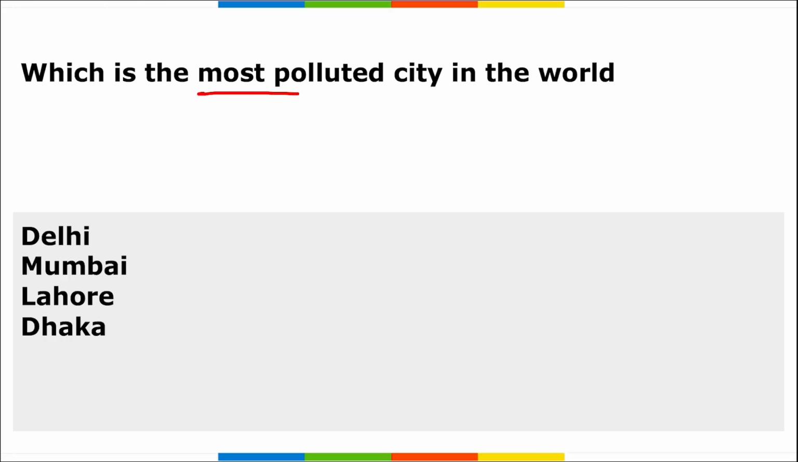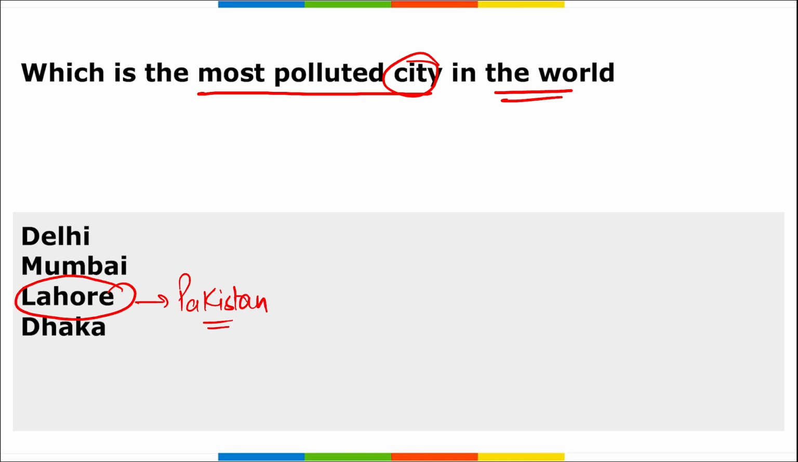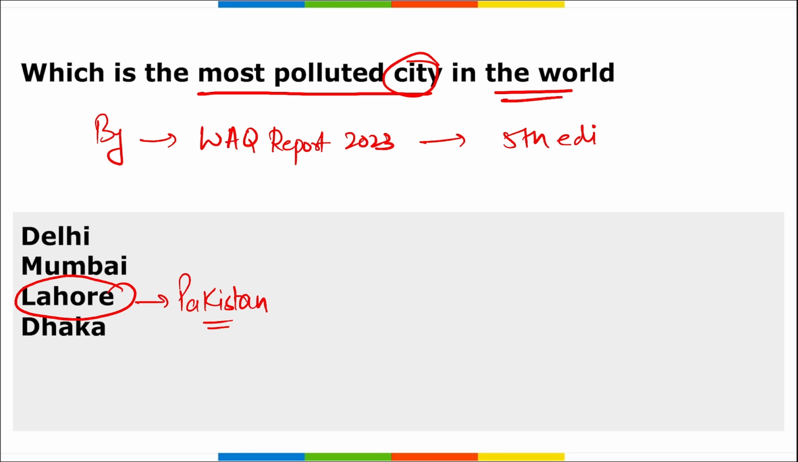Next, which is the most polluted city in the world? Alright, we are talking about air pollution here. Which is the most polluted city in the world? So first of all, we will see the answer. It is Lahore. Lahore is in Pakistan. Remember, Lahore is the most air polluted city in the world. This data was released by whom? This was released by World Air Quality Report. This report is for 2023. Alright, this is the 5th edition of this report.